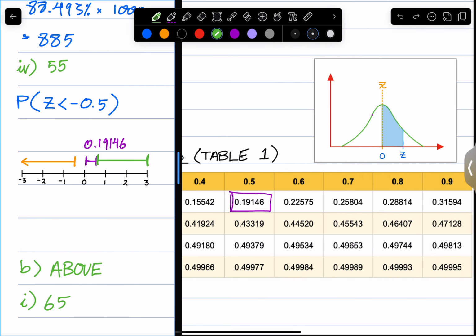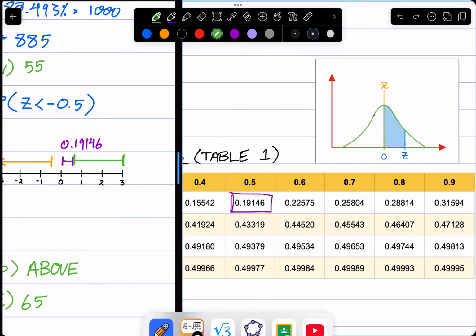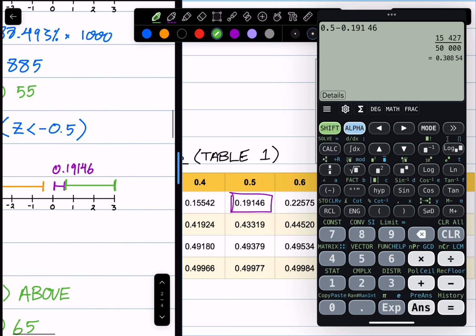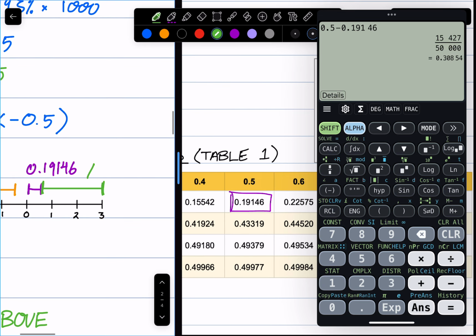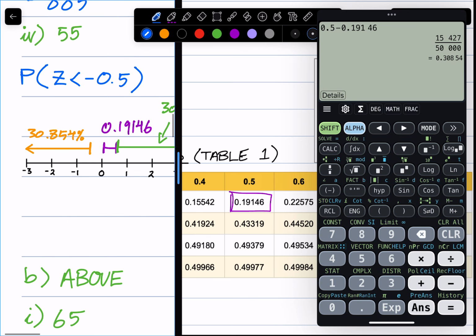But this portion in green is equivalent to this portion in orange. Since the green and the purple add up to 50, if we now do, as I've shown here, 50% minus this purple, that gets us this bit here in green, which is 0.30854, which is equivalent to 30.854%. So this orange bit is 30.854%.